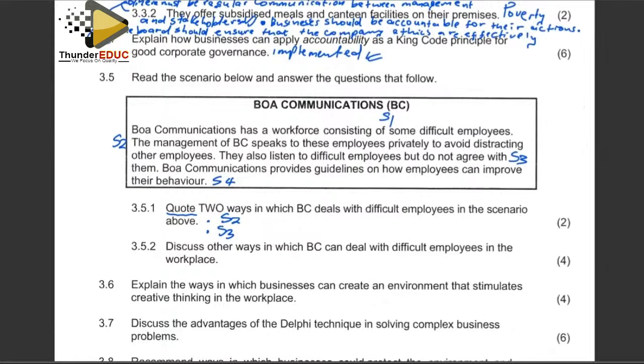So now, how can BC deal with difficult employees at the workplace? Businesses should attack a problem, not a person. And also businesses should look at the past positions to the underlying interest. So we are saying that businesses should attack a problem, not a person.